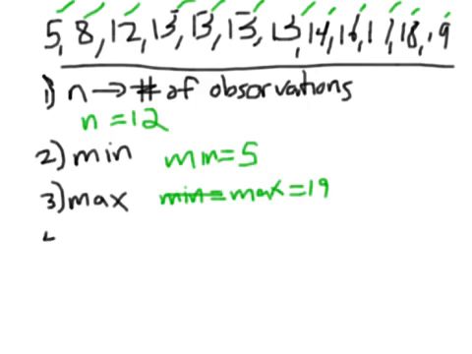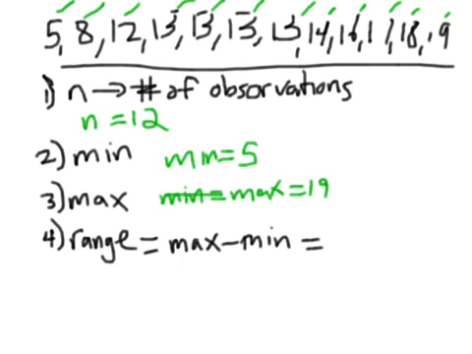Related to that is something called the range. The range is defined to be the difference between the maximum and the minimum. So this is a numerical way to measure the spread. In this case, the range is 19 minus 5, which is equal to 14. Don't mix that up. We would say that the spread goes from 5 to 19, but the range of the data is 14. Similar but not exactly the same thing.